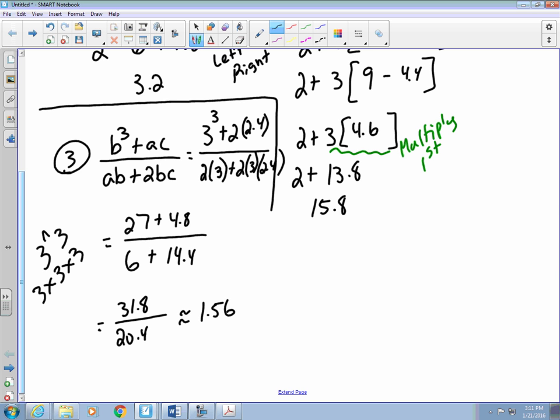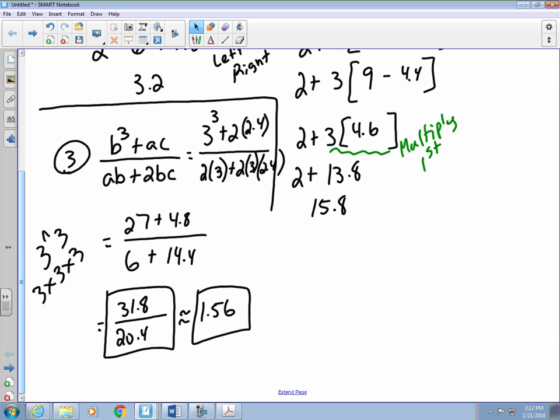As far as answering this question on the SLO, I would accept either one. What I'm really testing is whether you understand how to substitute and then how to handle order of operations for fractions, where you have to do the top and the bottom separately. And you're going to wait until the very last step, if you choose to, to divide.